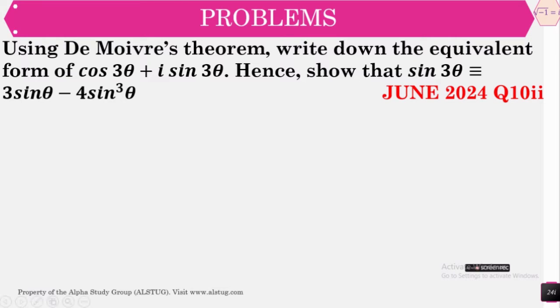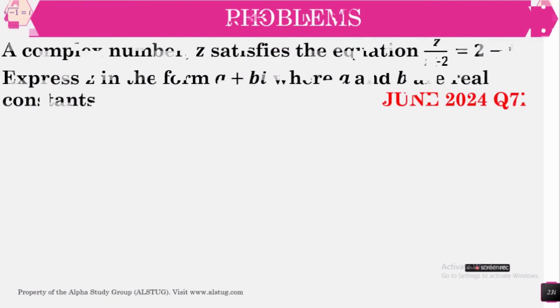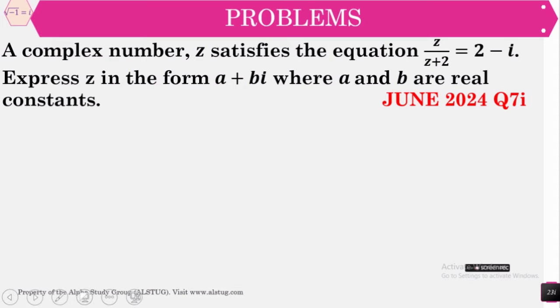Well, so we are going to, of course, start with the previous one, or the earliest first. So June 2024, question 7 Roman 1, we are going to be solving. So we have been given a statement that says a complex number z satisfies the equation z on z plus 2 equals 2 minus i. So we've been given a statement. Our statement is z on z plus 2 equals 2 minus i.